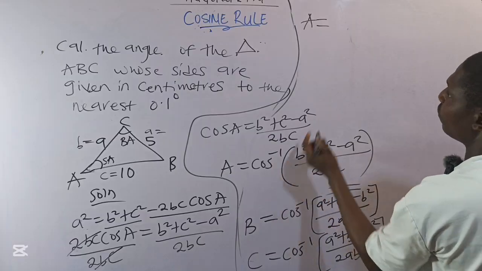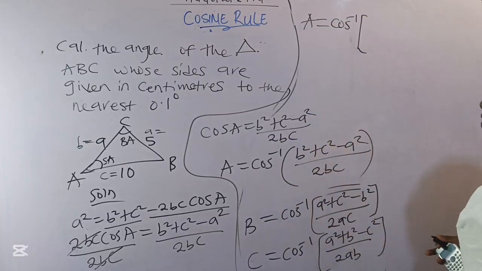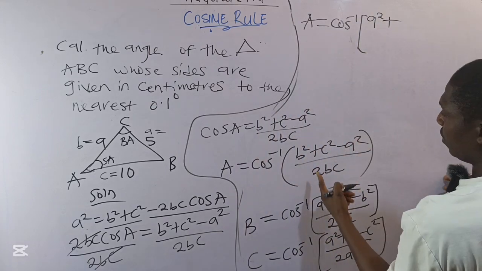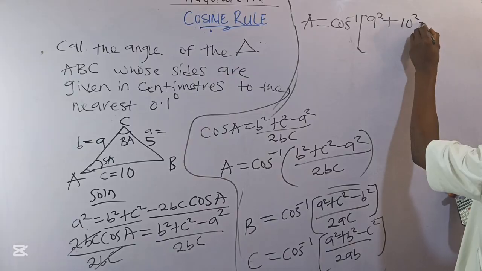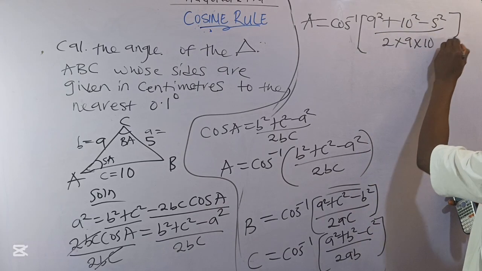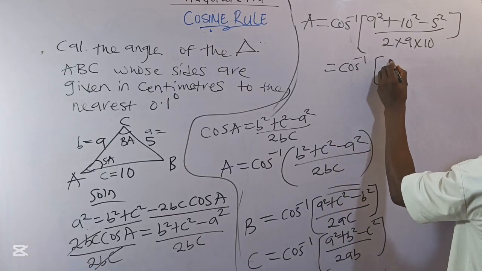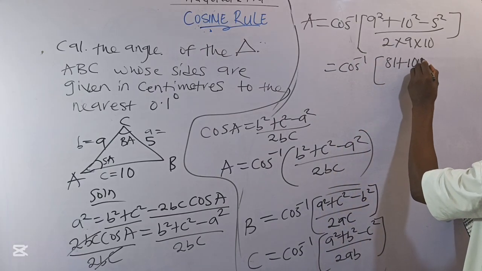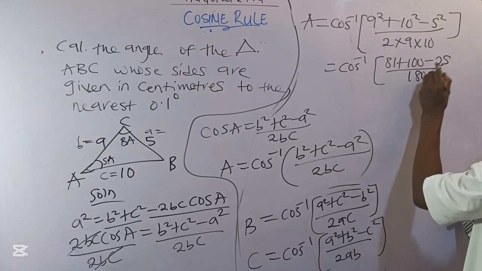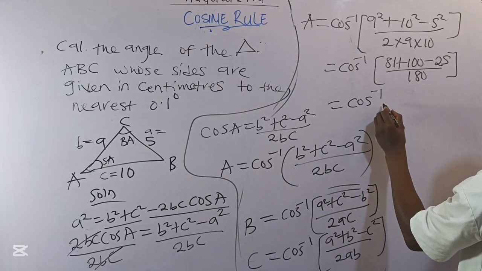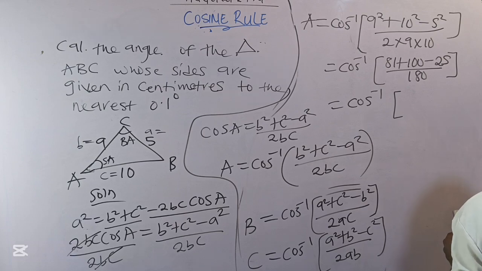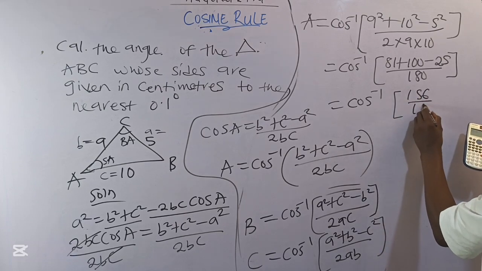So let's start with our A. Our A is equal to cos inverse of open brackets, my b is 9. So I have 9 squared plus c, 10 squared, minus 5 squared, which is a, all over 2 times 9 times 10. This will give me cos inverse of 9 squared is 81 plus 10 squared is 100, minus 5 squared, which is 25, all over 2 times 9, 18, 18 times 10, 180. So 181 minus 25 will give me 156 all over 180.